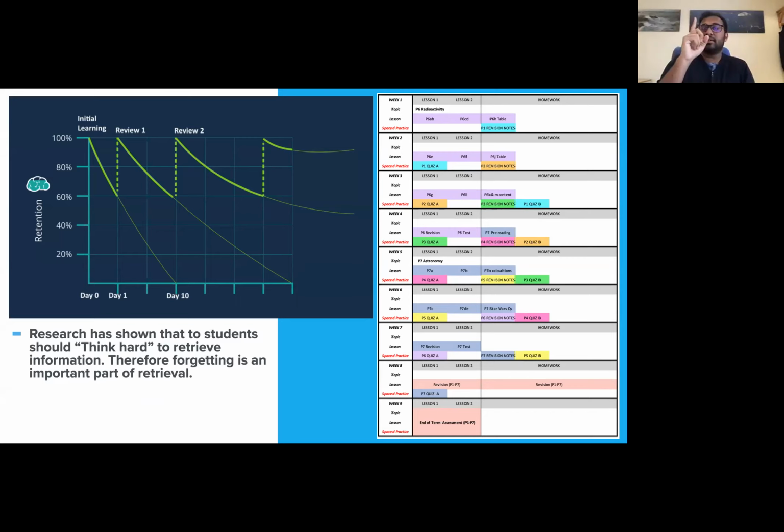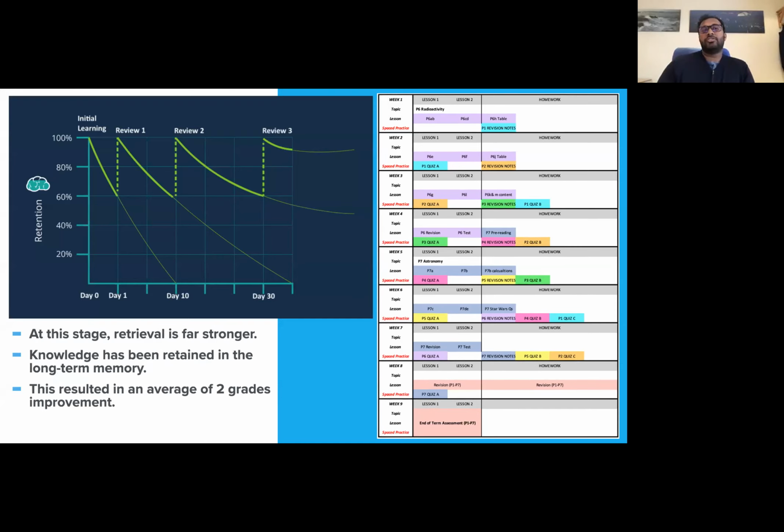So you can see the blue at the top going from P1, revision notes, a quiz, the next lesson, and then another quiz the following week. And then I needed to review it for a third time. That's review 3 at 30 days. So if you look for the light blue again, we're jumping from week 1 to week 2 to week 3, and then week 6.